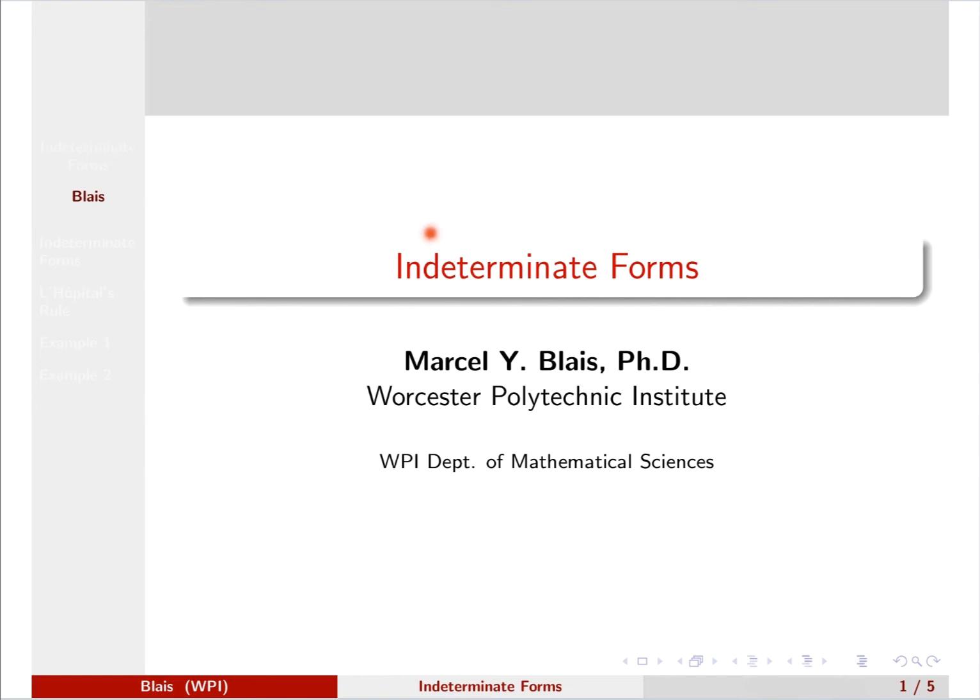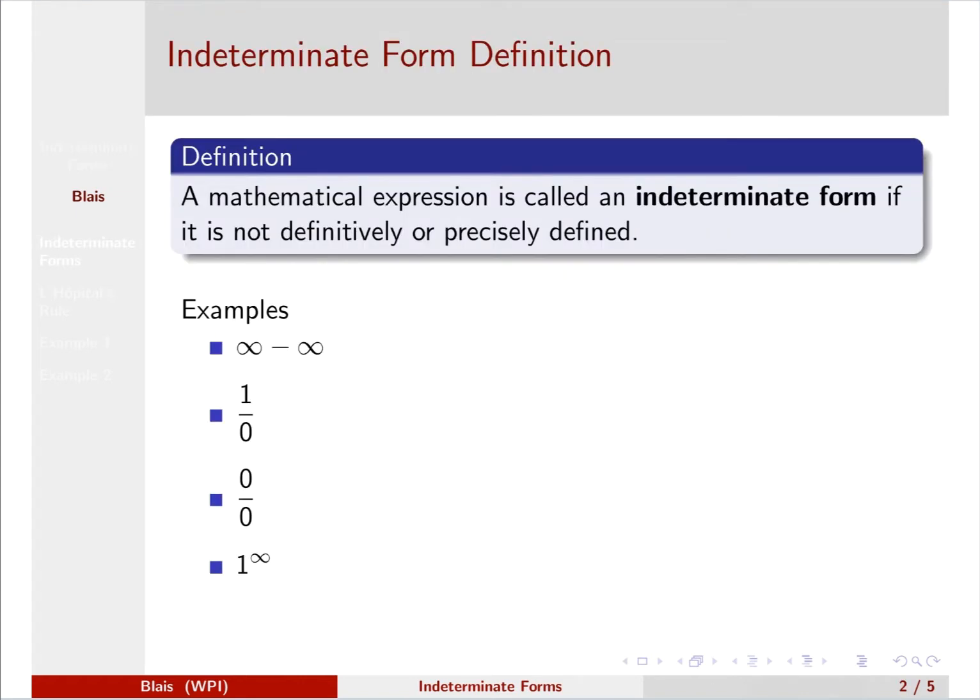In this lecture, we will be introducing the concept of the indeterminate form and how we handle that in the context of limiting expressions. So first, an indeterminate form is just a mathematical expression that's not definitively or precisely defined. So it's something that mathematically doesn't make sense. These are some examples of indeterminate forms.